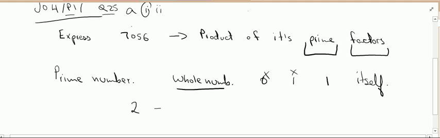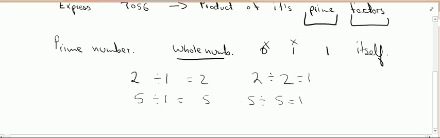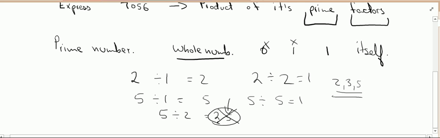For example 2. 2 can be divided by 1 and 2 can be divided by 2. For example 5. 5 can be divided by 1 and 5 can be divided by 5. Someone can argue that 5 can also be divided by 2, which will give us 2.5. So the condition of a prime number is that the divided amount cannot be a fraction. It cannot be in decimals or 2 whole 1 over 2. Therefore 2, 3, 5, these are our prime numbers.